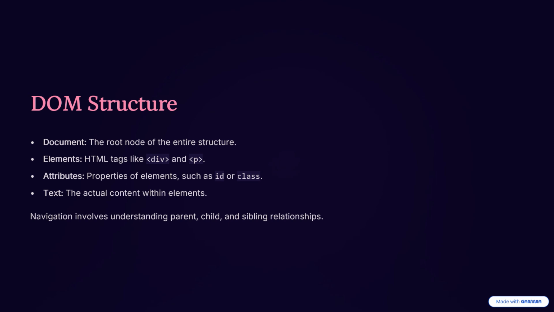Elements represent HTML tags like div, paragraph tag, etc. Attributes provide additional information about elements such as ID or class. Text nodes contain the content inside elements. Navigation between nodes involves parent-child-sibling relationships. For example, a div element may contain a paragraph tag, making the p tag a child node. Understanding the hierarchy is critical for effective DOM manipulation.